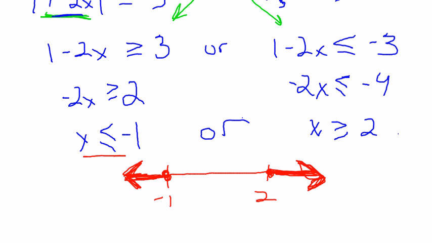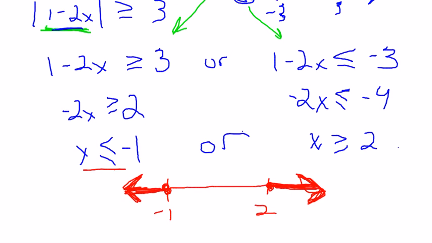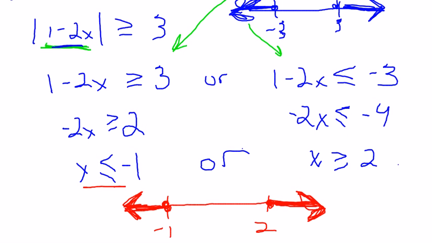The key is that this region in between negative 1 and 2 does not solve the equation. For example, if I plug in 0, 0 is between them. If I plug in 0 to this, I get 1 minus 0. Absolute value of 1 is 1. Is 1 greater than or equal to 3? No, that statement's wrong. 1 is less than 3. So that area in between doesn't solve this.